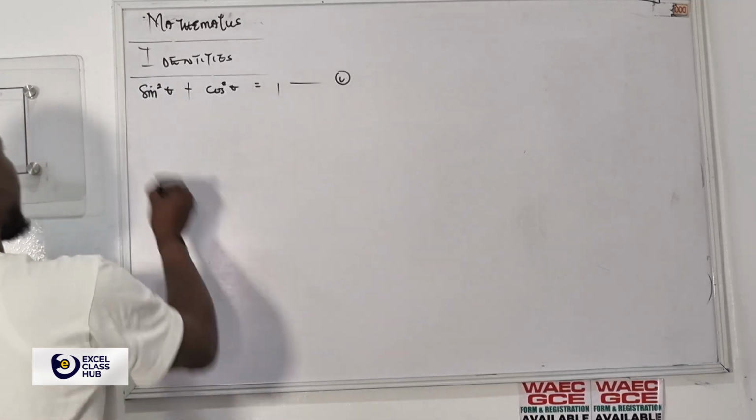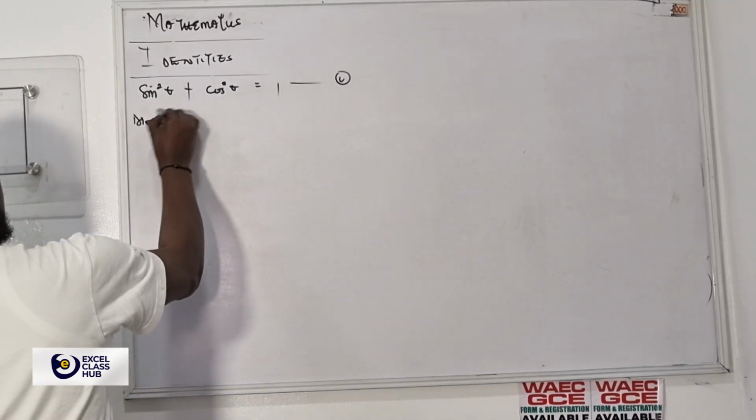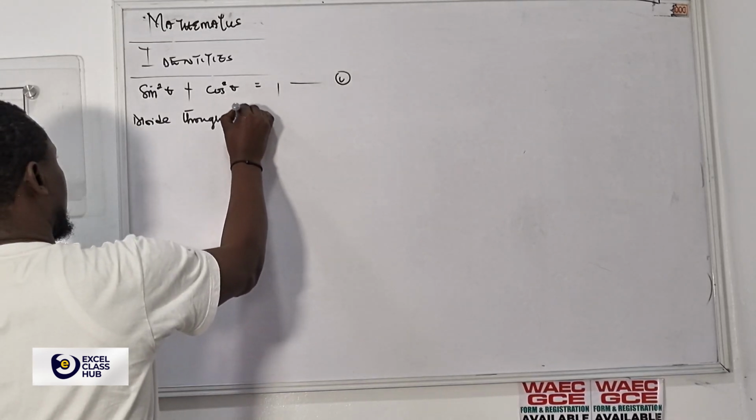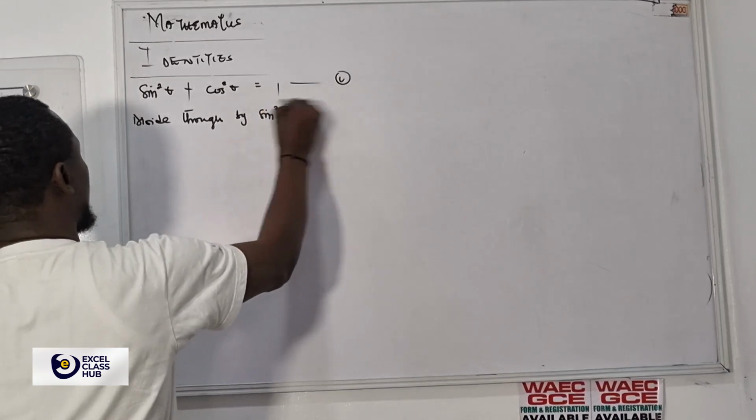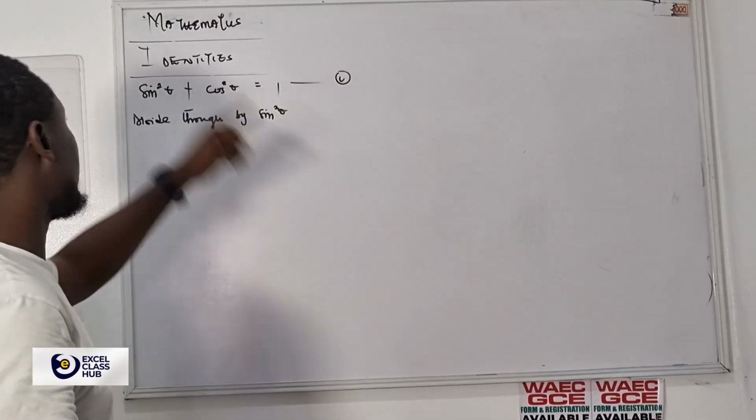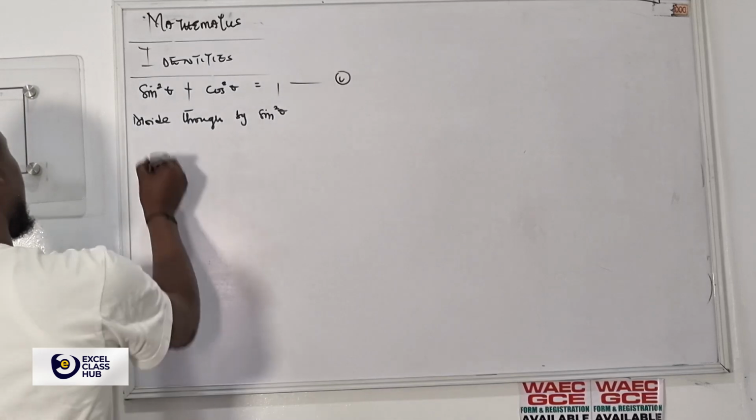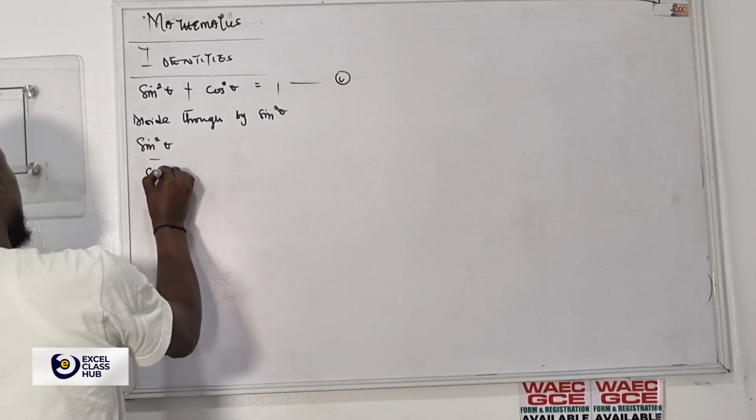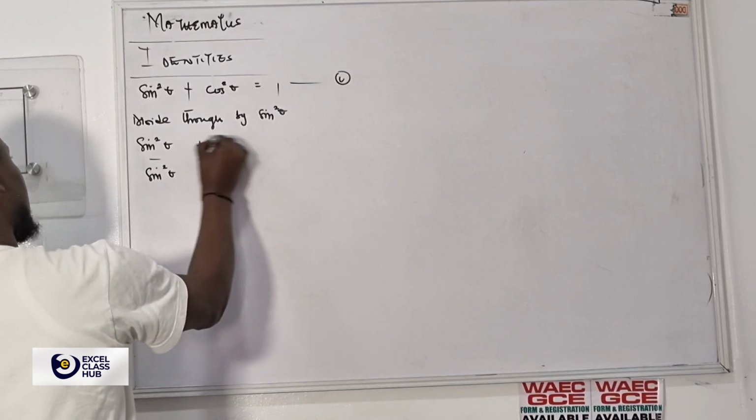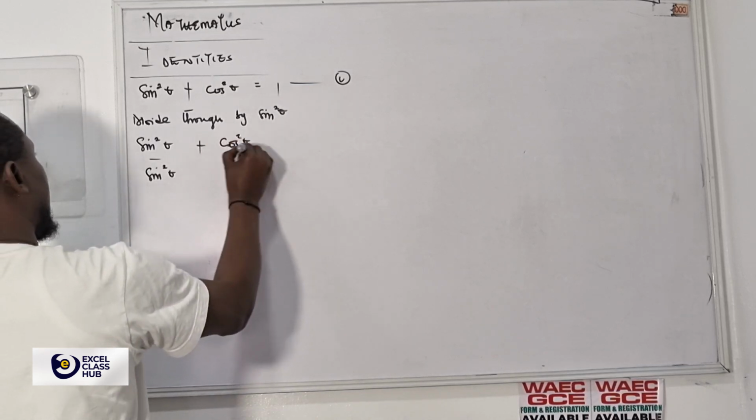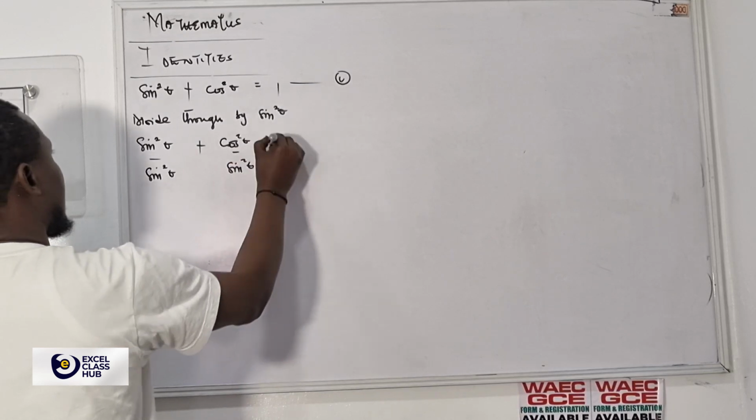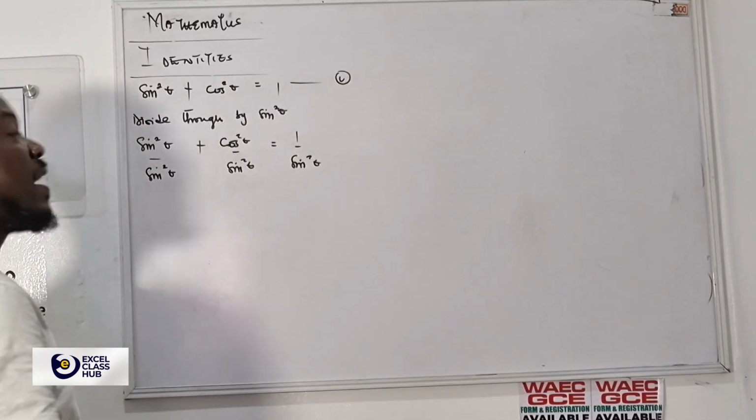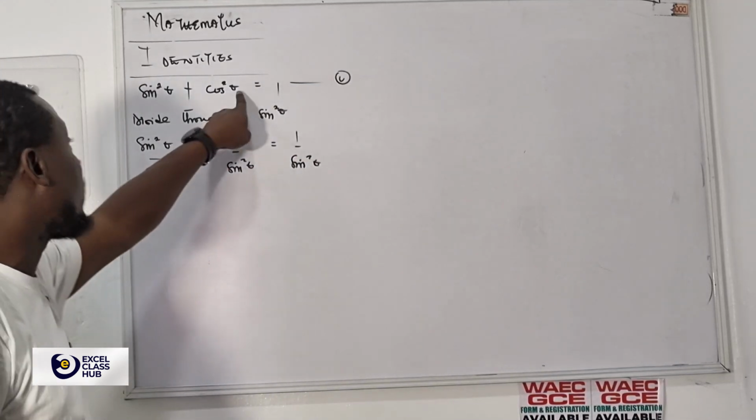The first thing you have to do there, you divide through by sine square theta. So you now have something like this. Sine square theta divided by sine square theta, plus cos square theta divided by sine square theta. And the last one will still be 1 divided by sine square theta. You can see that I've divided through by sine square theta. This is the first formula for identities.